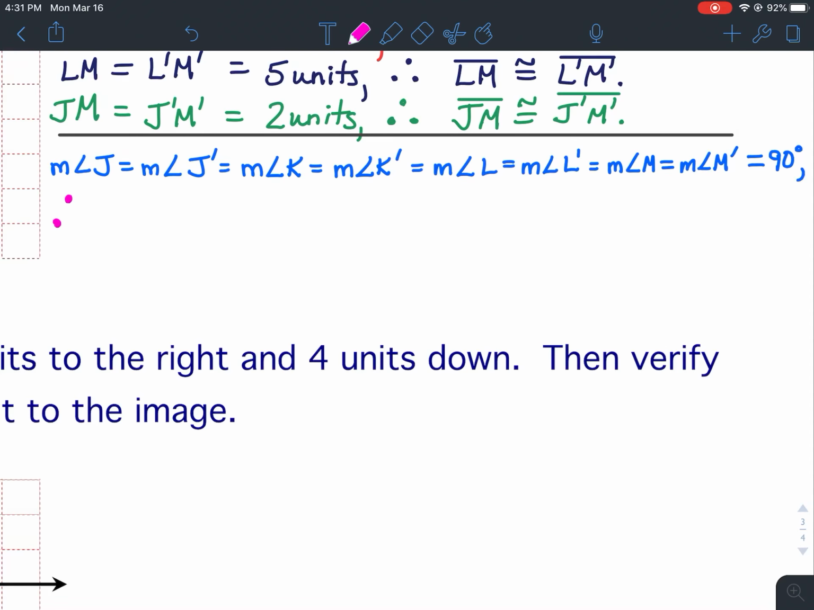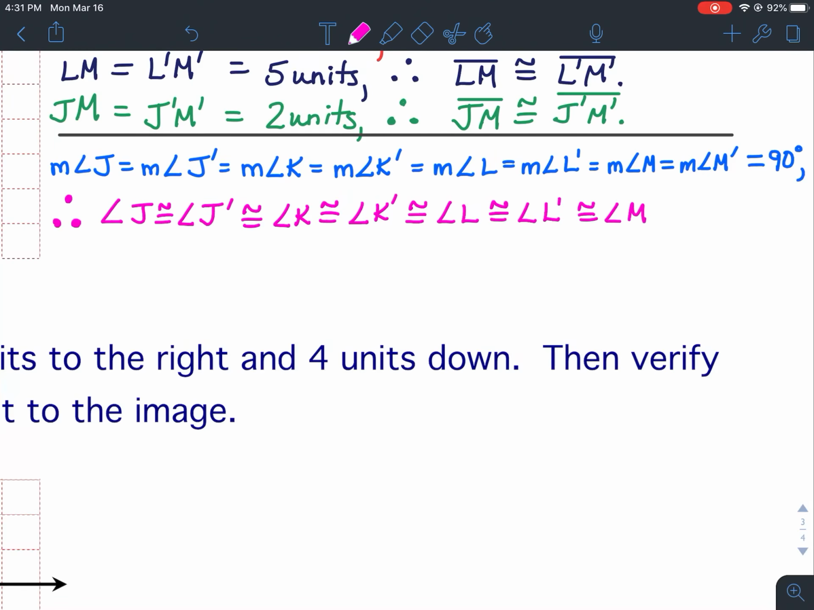So, therefore, angle J is congruent to angle J prime, which is congruent to angle K, which is congruent to angle K prime, which is congruent to angle L, which is congruent to angle L prime, which is congruent to angle M, which is congruent to angle M prime.